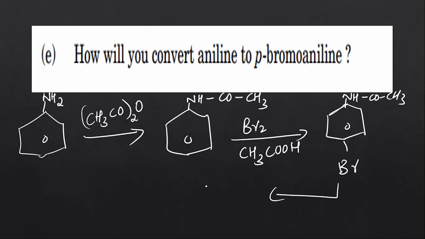Then what you have to do? You have to make this NHCOCH3 back to NH2, right? So H minus or HCl, you can use H plus. So you'll be getting what? Yes, para-bromoaniline. Okay. Yes, this is the reaction. How will you convert aniline to para-bromoaniline? Yes, moving to the next question.